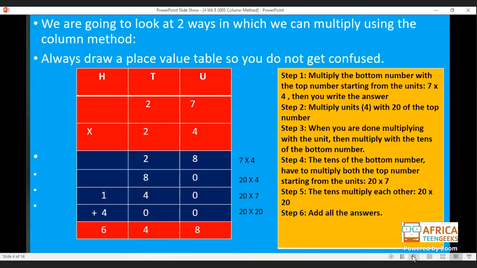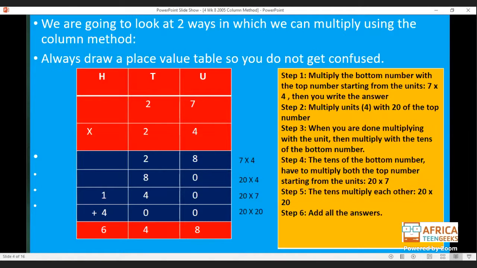And then the first thing, grade 4s, that I want you guys to do, always when you do the column method, maybe when you reach grade 5, you can say you have matured. Okay, I know you have matured. You can say you have graduated from the place value table. So you draw the place value table. If you are using a choir book, if your book already has the squares, it's fine. But then I know there are some schools that are using the lined books, so you have to draw a place value table so that you do not confuse your place values.